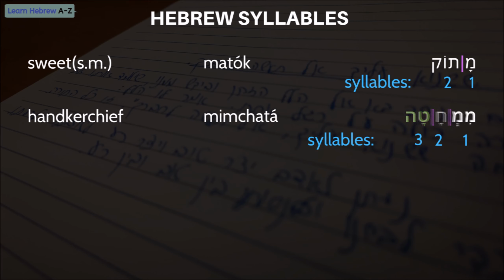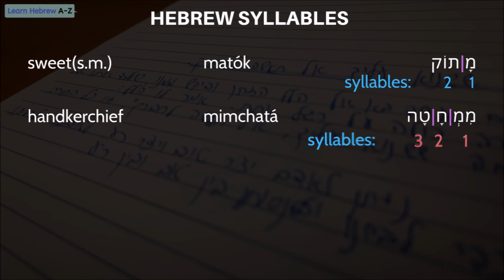The syllable mim is composed of the consonant mem, the vowel e, and again the consonant mem. The second syllable cha is composed of the consonant chet and the vowel a. And the last syllable ta is composed of the consonant tet and the vowel a. This is an example of a three-syllable word.